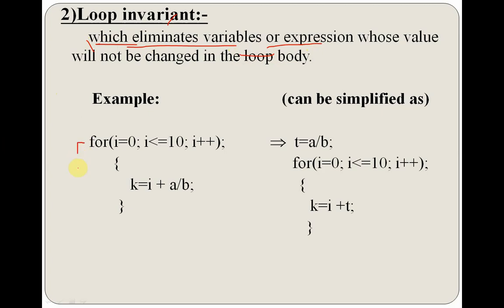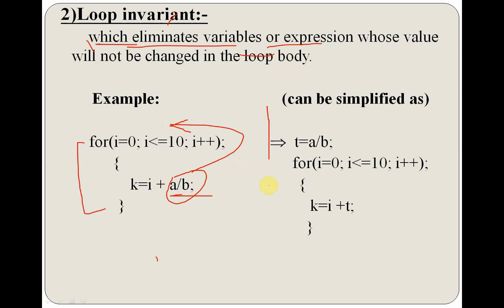Take this loop: for I equal to 1 to 10, I plus plus. The body contains k equal to I plus a by b. Here a by b is an expression whose value will not be changed for each iteration of the loop. So if I compute a by b in the first iteration or in the next iteration, in all iterations a by b value remains the same, so no need to compute it multiple times. So better to move this expression outside the loop. This is called the loop invariant method.